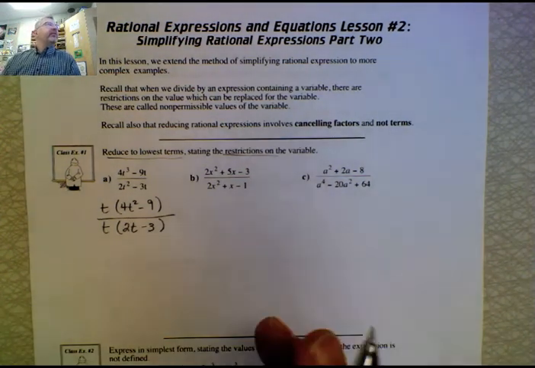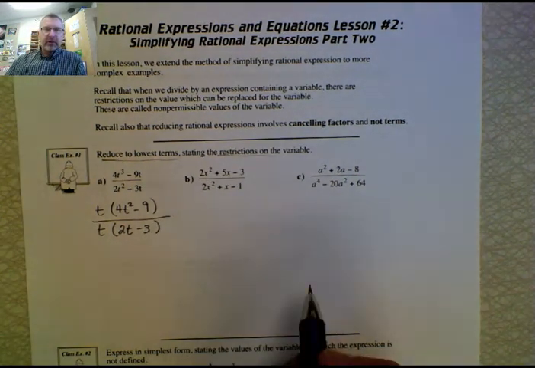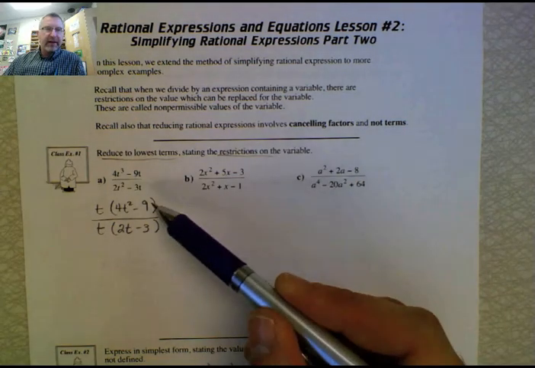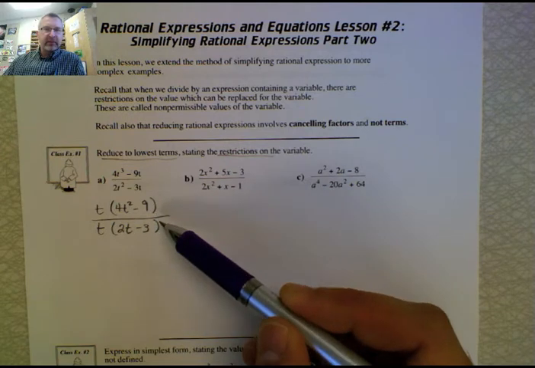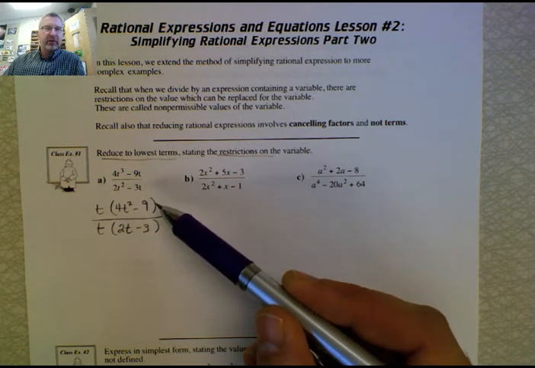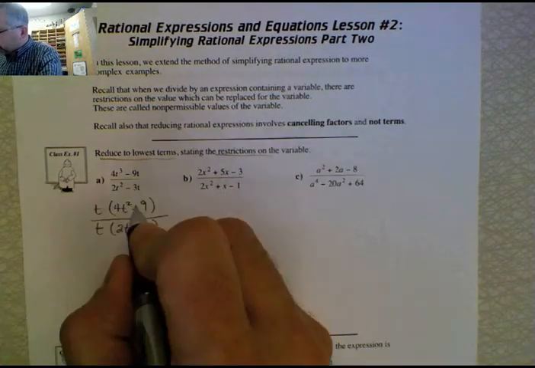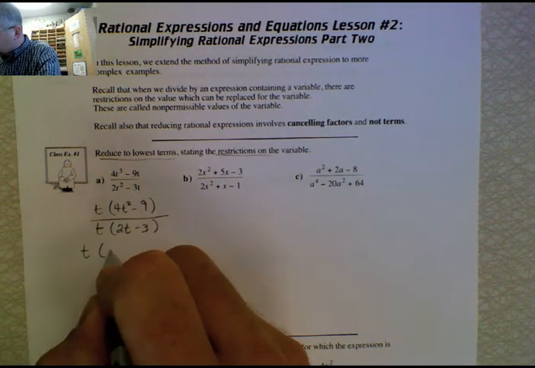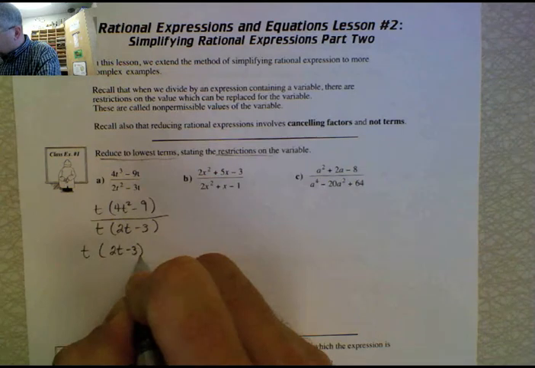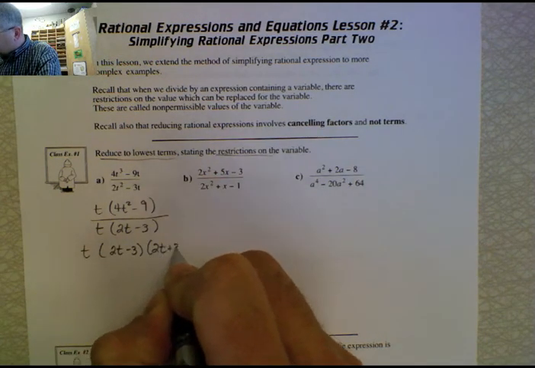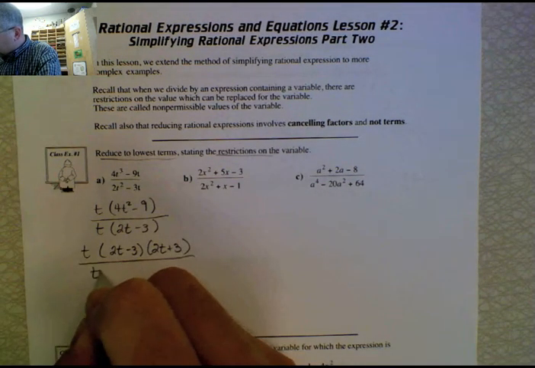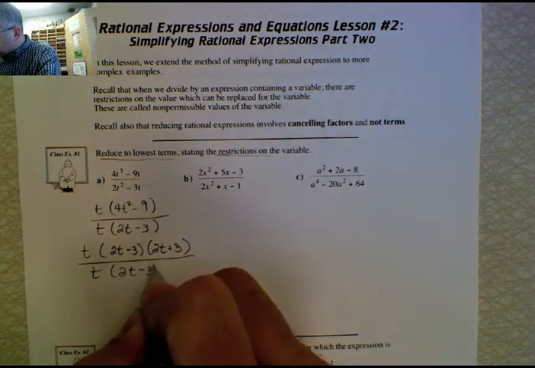One of the skills you're going to have to use in rational expressions is being able to look and ask, have I completely factored everything in the numerator and denominator? So you're going to have to look at all your types of factoring: difference of squares, common factor, and box method. If we factor this difference of squares in the numerator, it's going to be 2t minus 3 and 2t plus 3. And in the denominator, we still have a t and a 2t minus 3.